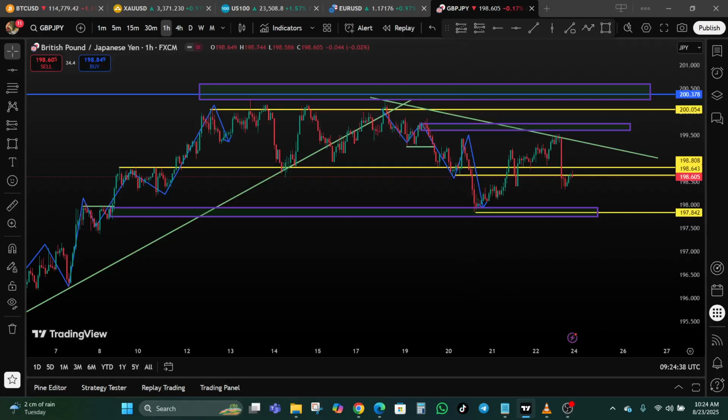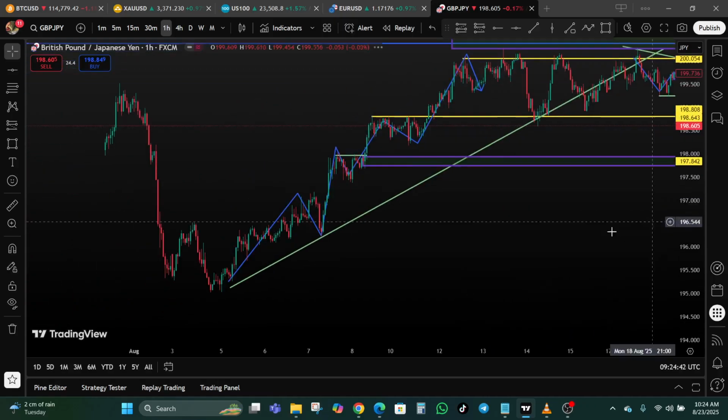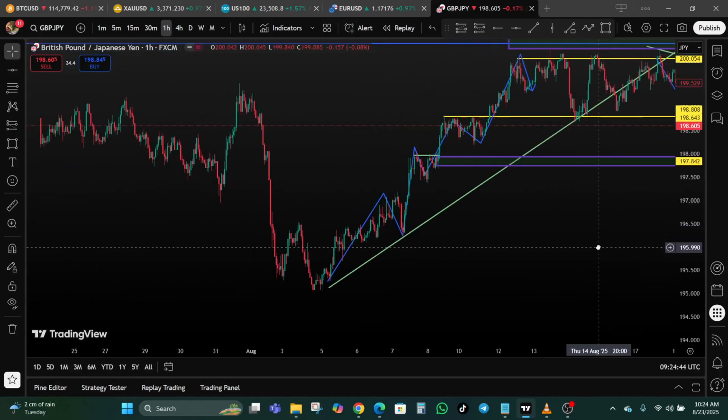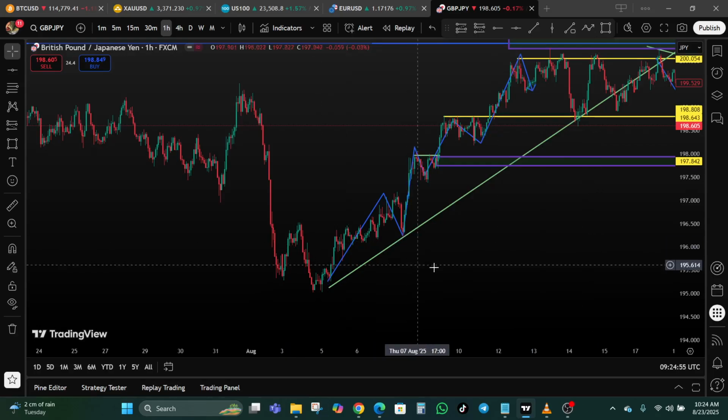The fourth is manipulation phases. Before a major move, institutions often push price in the opposite direction to trap traders. Once enough liquidity is captured, they shift price back in their intended direction. So recognizing this manipulation helps you avoid false entries and stay aligned with the smart money.